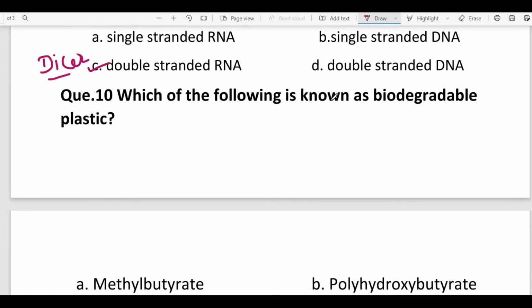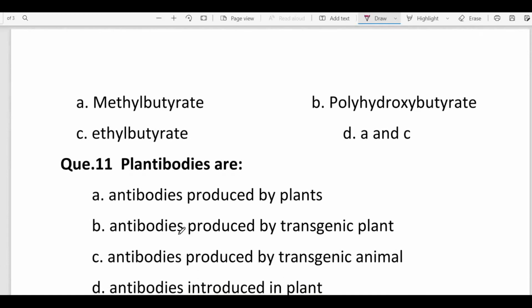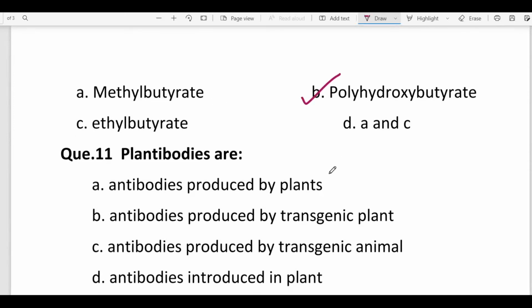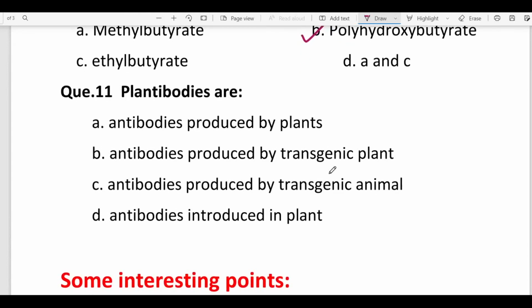Which of the following is known as biodegradable plastic? Options are methyl butyrate, polyhydroxybutyrate, ethyl butyrate, or A and C. The correct answer is B. Polyhydroxybutyrate is known as biodegradable plastic.